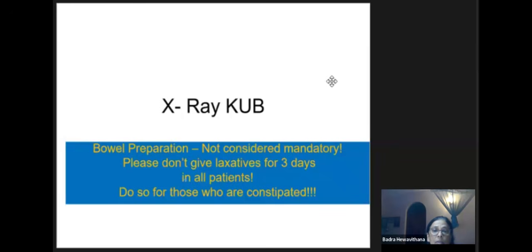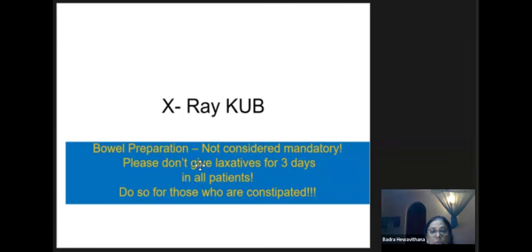Okay, then I have dealt with the abdominal X-rays, a few examples which I could figure out, but there are so many actually. The time doesn't permit to do all those things. X-ray KUB. I want you to reiterate this because for the last 30 odd years, I tried to change this, but I could not. I failed in that. Bowel preparation is not considered mandatory in X-ray KUB.